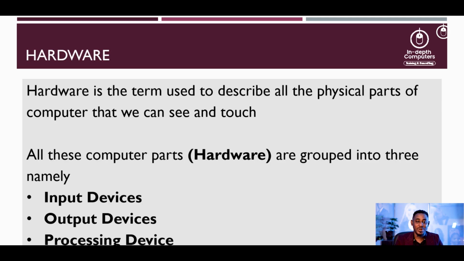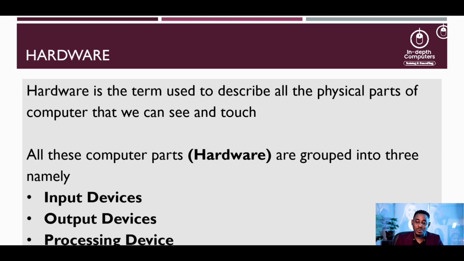So what is hardware? Hardware is the term used to describe all the physical parts of the computer system. So you know all of the parts of the computer. You know the mouse, the keyboard, the joystick, the light pen, the microphone, the webcam. They are all referred to as hardware, but they are grouped into three. So I am going to be explaining the different types of hardware in this class.